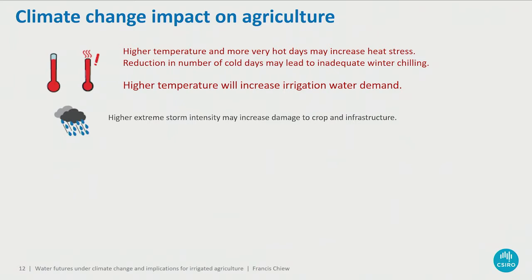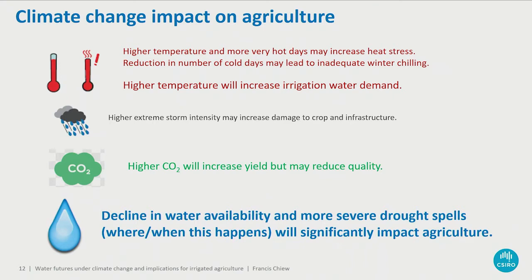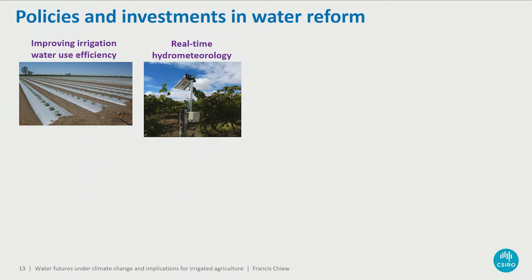Now, one of the few things that we are more certain of is you definitely have higher extreme storm intensity, and that potentially has consequences also. You got a bit of a good news story. Higher CO2 may increase the yield, but possibly reduce agriculture quality. But at the end of the day, if you don't have water, you just can't grow food here. So it comes back to the whole water story.